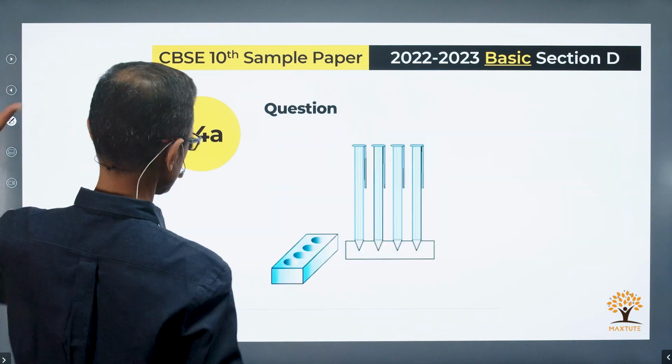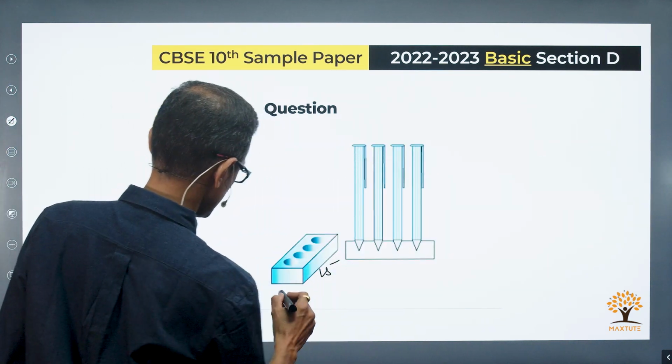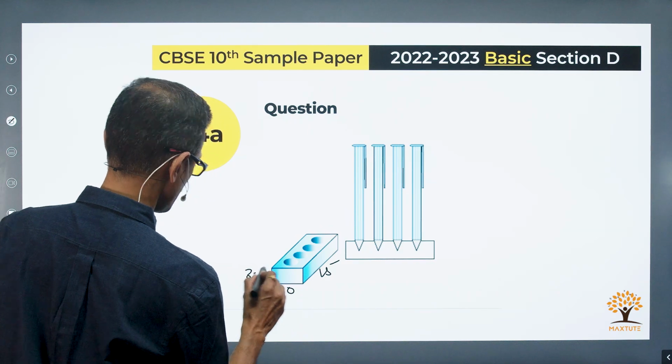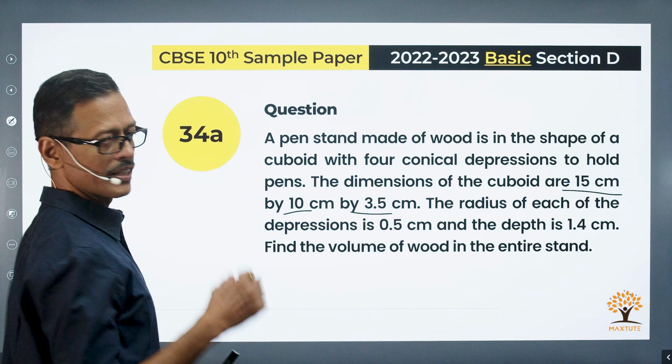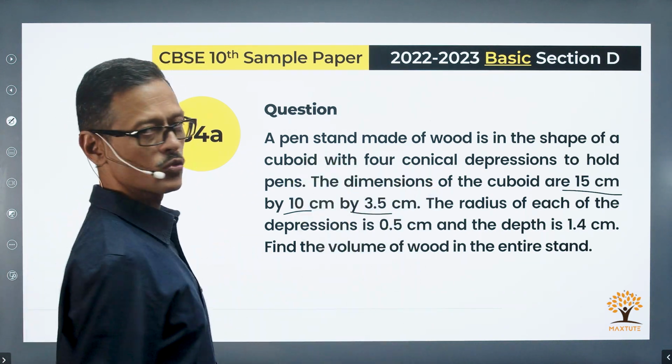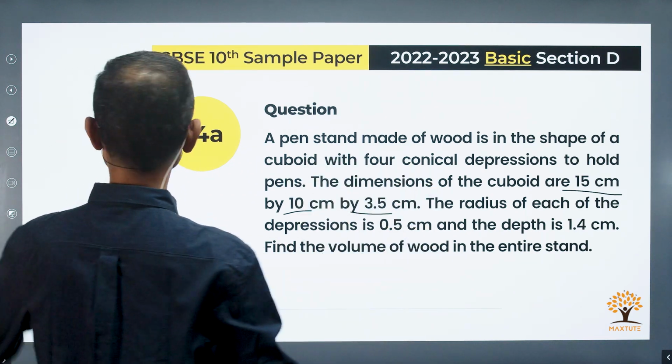Okay, so let's just mark it here. 15, 10, and 3.5. All of these are in centimeters. The radius of each of the depressions is 0.5 centimeters and the depth is 1.4. Find the volume of wood in the entire stand.